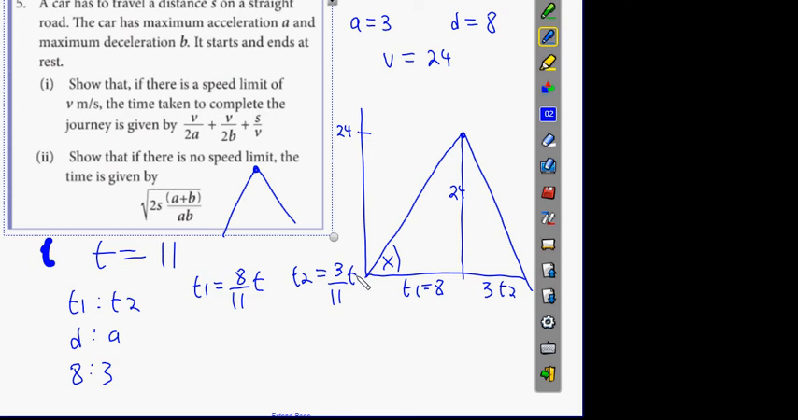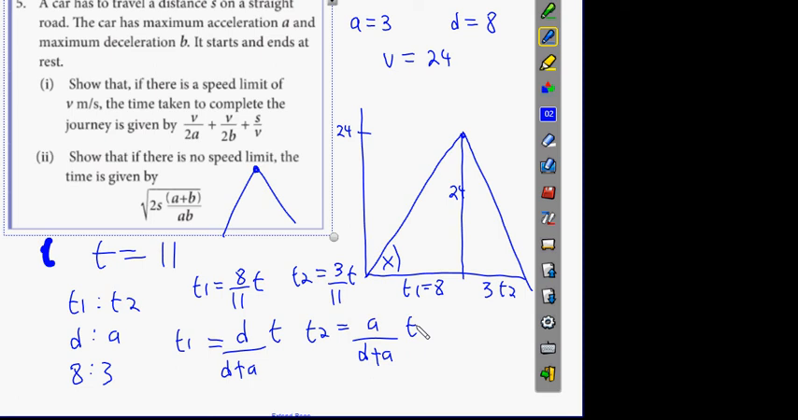Yeah. Now, if I put this in the abstract, what we have is this. T1 is deceleration divided by deceleration plus acceleration multiplied by total time. T2 is acceleration divided by deceleration plus acceleration times T. Do you understand where I got that formula from?